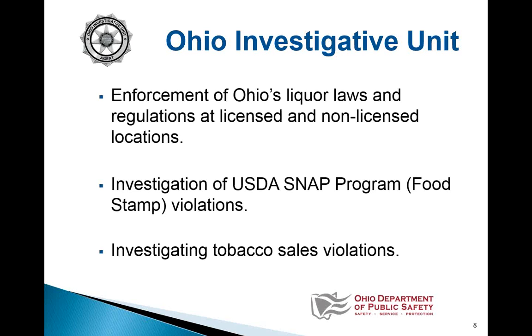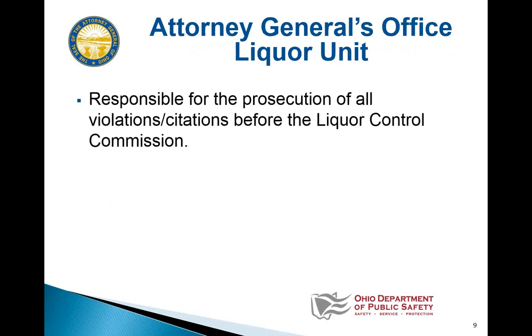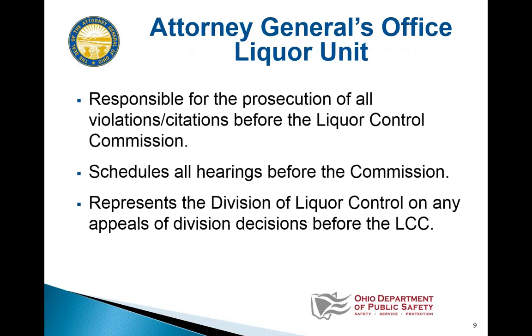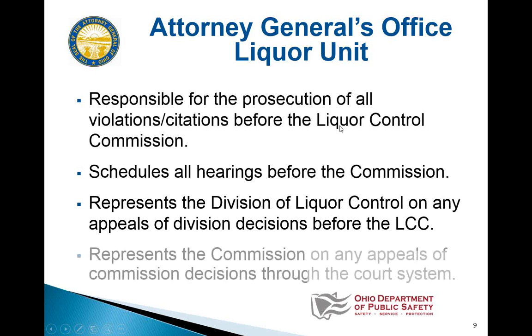So whether you receive a violation notice from the Division of Liquor Control or the Ohio Investigative Unit, all of our violation notices and reports are then forwarded to the Ohio Attorney General's Office, their liquor unit. They basically represent the state in front of the Liquor Control Commission for any violation notices. They schedule the hearings themselves before the commission, and then they represent the division for liquor control for any appeals, as well as representing the Liquor Commission itself for any appeals through the court system.